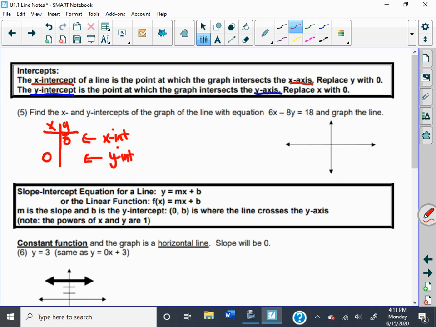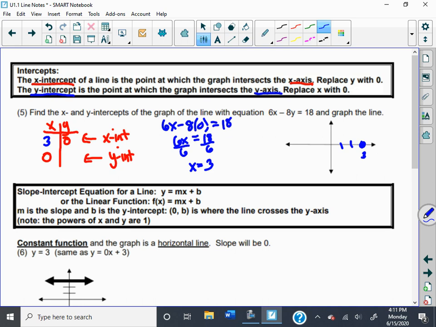All right, so we can replace y with 0. So 6x minus 8 times 0 equals 18. 8 times 0 is 0. So we just get 6x equals 18, and then divide by 6. So x equals 3. So we have an x-intercept at (3, 0). On our graph, we're going to put a dot at positive 3 on the x-axis.